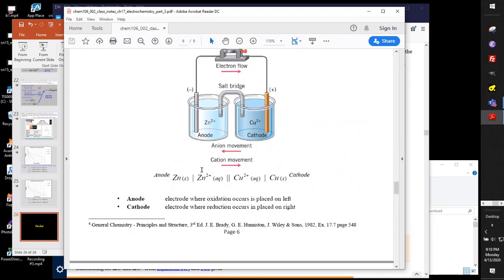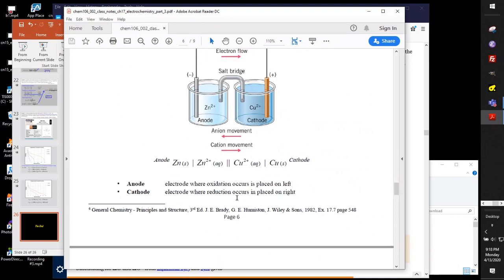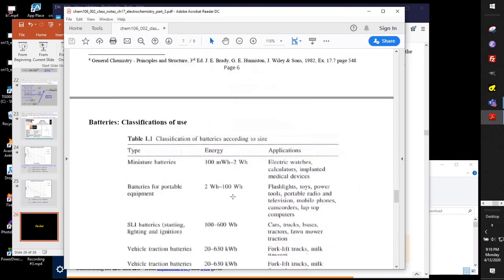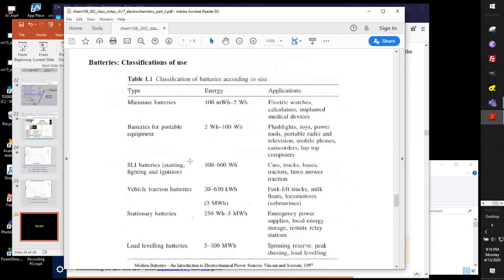So from this sort of notation, you need to know how to draw a battery. And we have many classifications of use for batteries. They're all different sizes, and in addition to capacity, we measure them in terms of energy. So capacity is milliamp hours. Energy would be milliwatt hours.